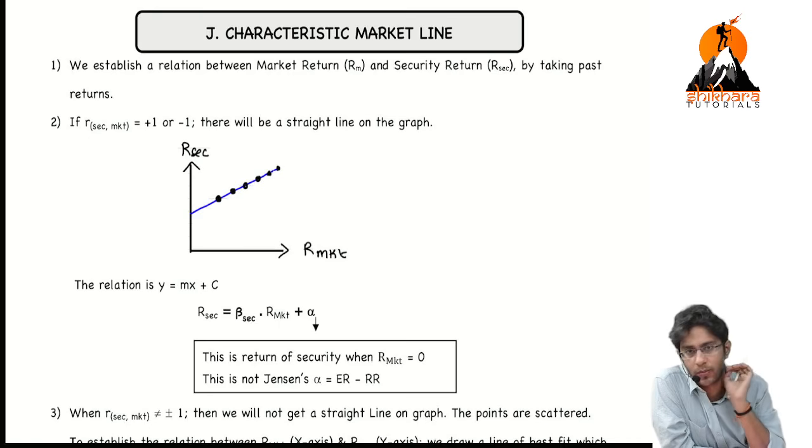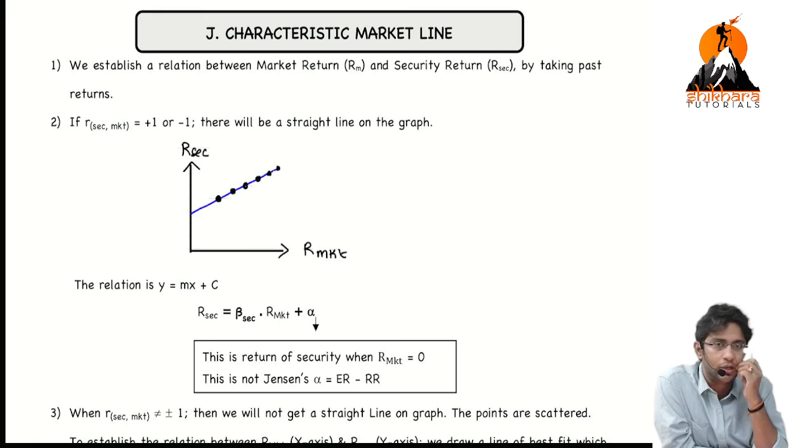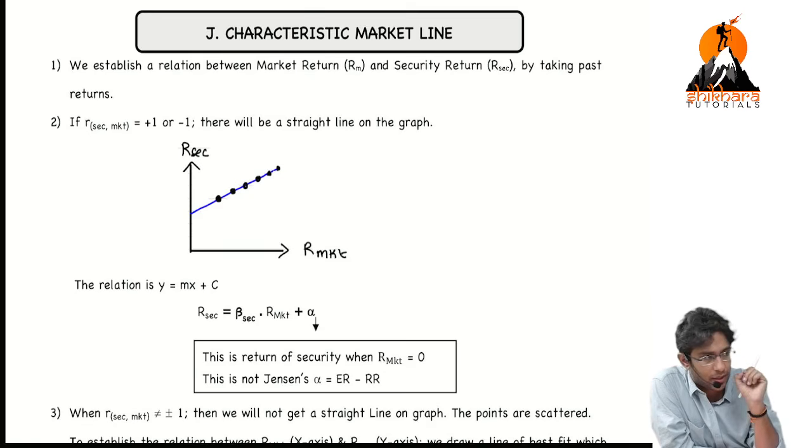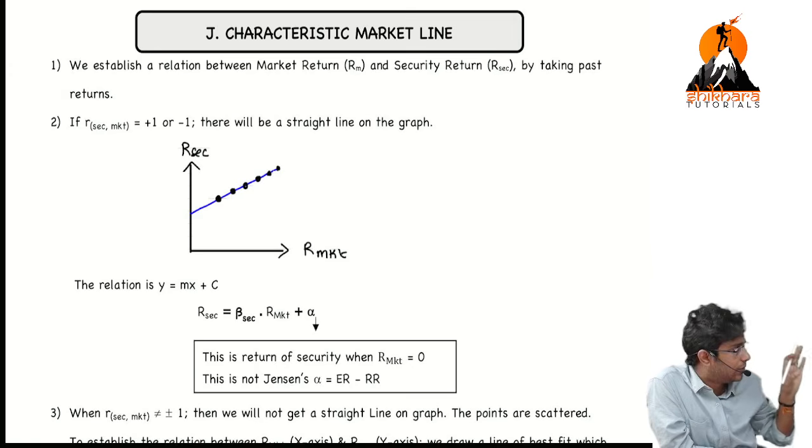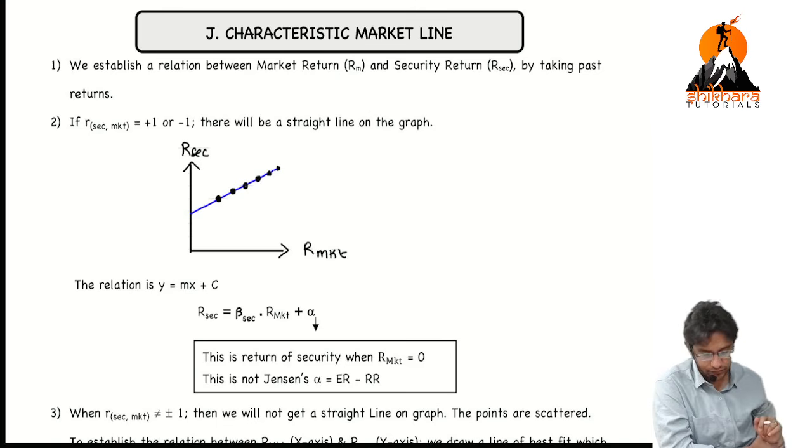Already you know 3 formulas for beta. One is sigma security into correlation divided by sigma market. The other one is covariance between security comma market divided by sigma market square. The third one is a very rare case where correlation is +1 or -1: change in security return divided by change in market return. That is the third version. Then there is a fourth formula called a regression equation that we will discuss in the course of this.